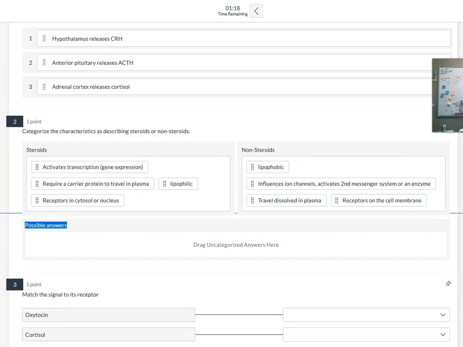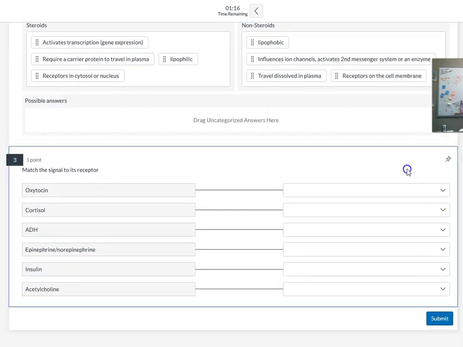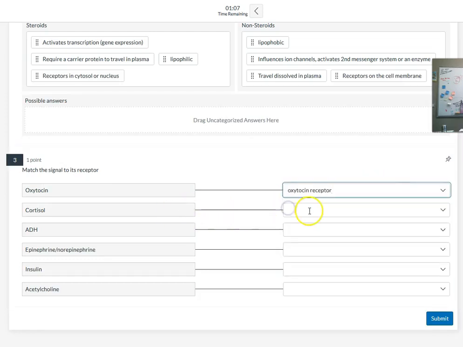And then the third question is just sort of a straightforward matching question where they have to match signals with receptors. And again, this is something they just have to know in this course without even thinking about it.